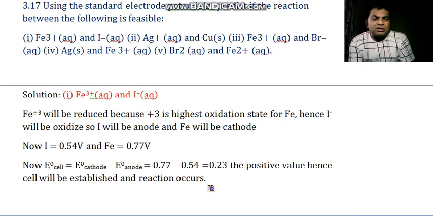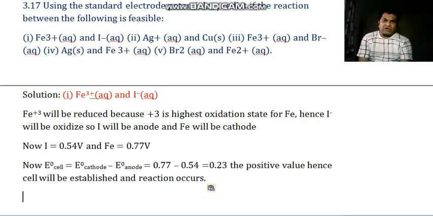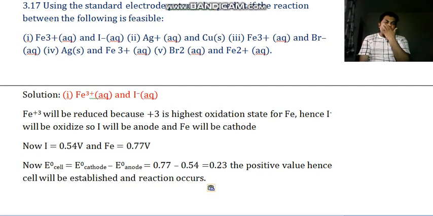Now put the values. જો હવે તમને ખબર છે I નો પોટેન્શિયલ કેટલો છે અને Fe નો પોટેન્શિયલ કેટલો છે, that all you know. તો Fe નો પોટેન્શિયલ કેટલો છે? 0.77 અને I નો પોટેન્શિયલ છે 0.54. E ડિગ્રી સેલ ફાઇન્ડ કરો. 0.77 minus 0.54, that is 0.23.